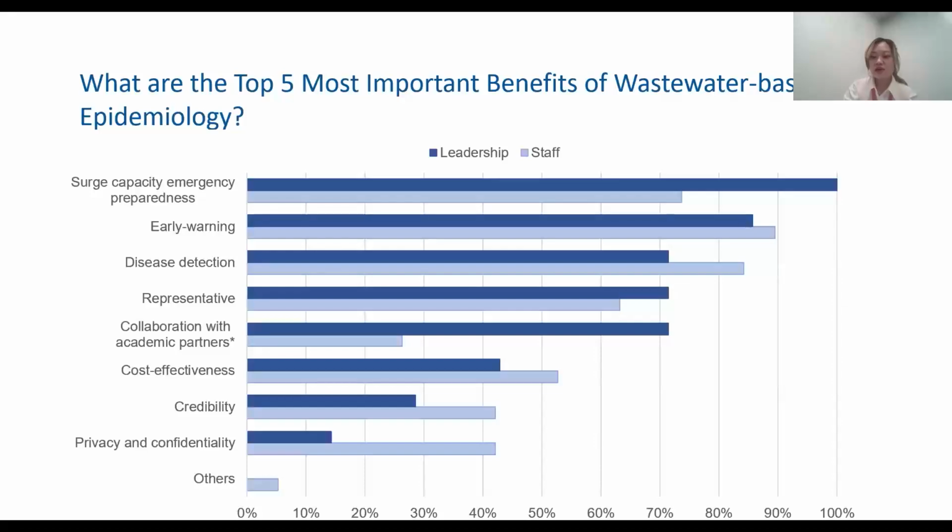As you can see here, there was a lot of consensus on the capacity for emergency preparedness, early warning, disease detection, representativeness, and collaboration with academic partners as the big benefits. It's also very cost effective, credible, and in terms of privacy and confidentiality, because it's aggregated data, there are no violations there, which was also a very important benefit of wastewater-based epidemiology. Our statistical analysis indicated that there was a very marginally significant difference in collaboration opportunities with academic partners between the responses from staff and leadership.